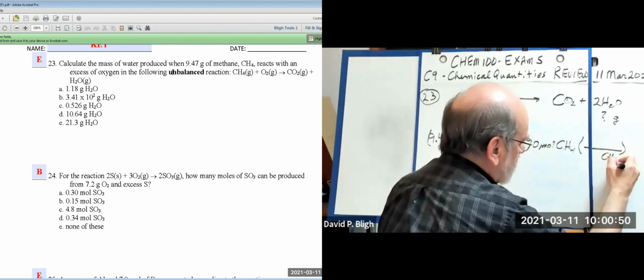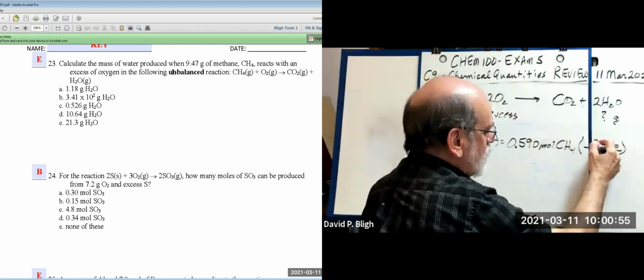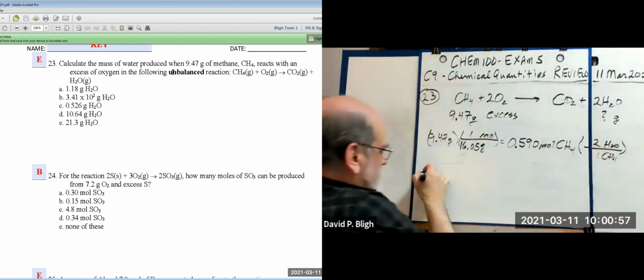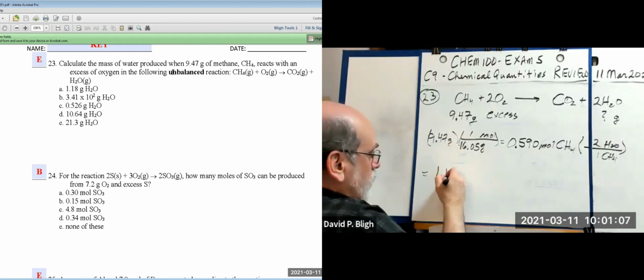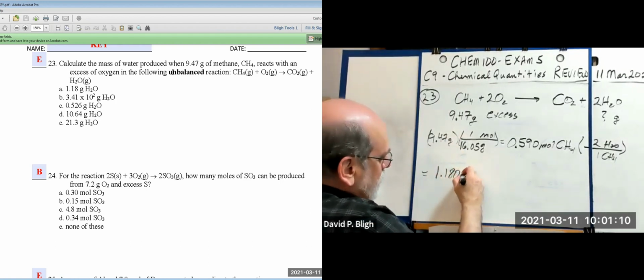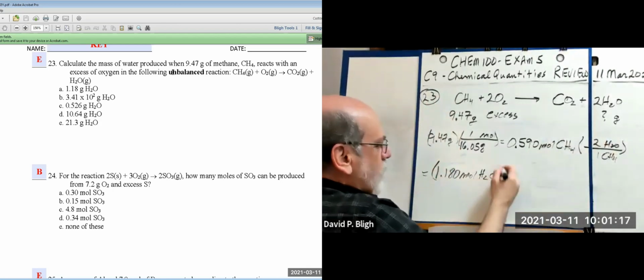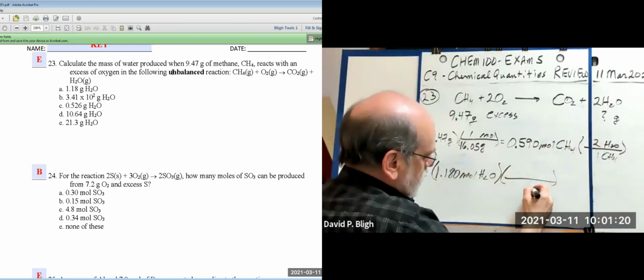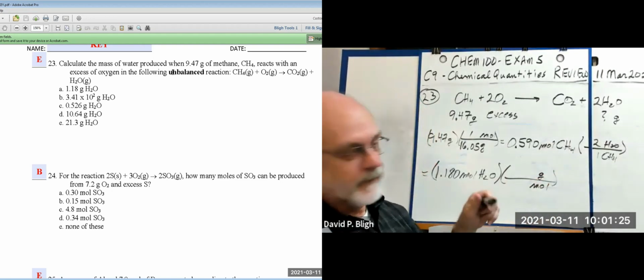Now we need to convert that to moles of water. So methane converts to water 2 to 1. 2 waters, 1 methane. So we just say 2 times that value. 1.180 moles of water. Cancel that one, leaves us with water. Now we need to go back to grams. Moles to grams, molar mass again.